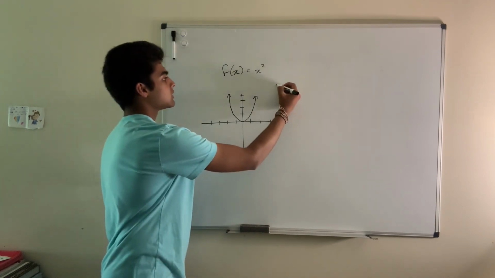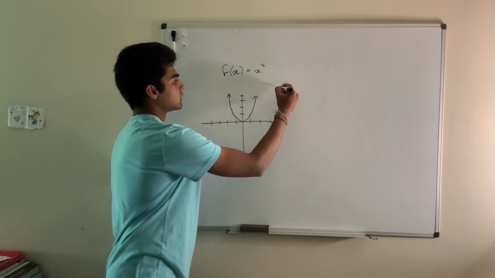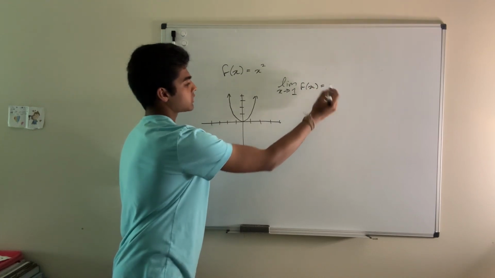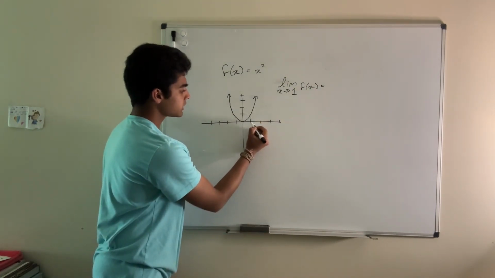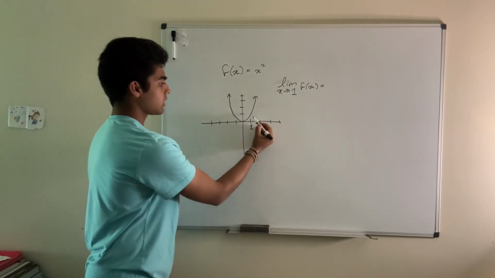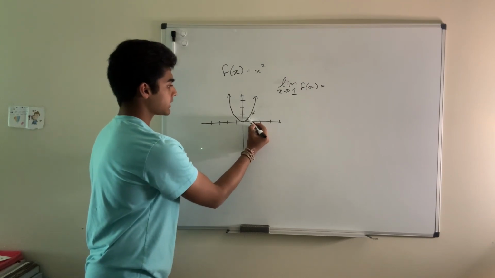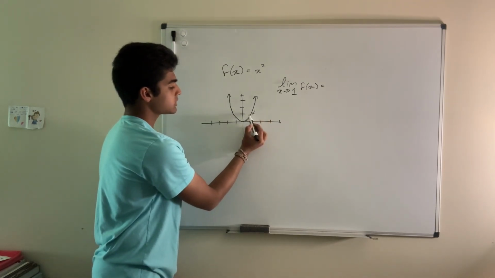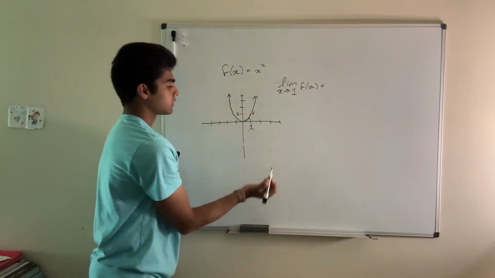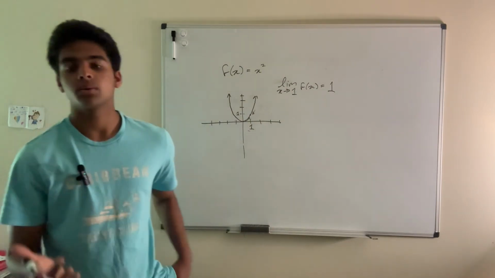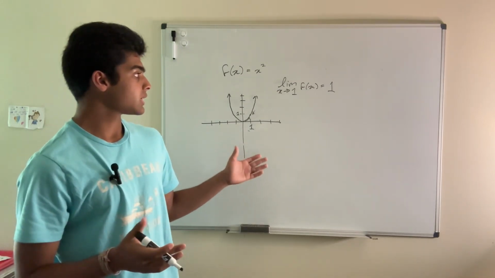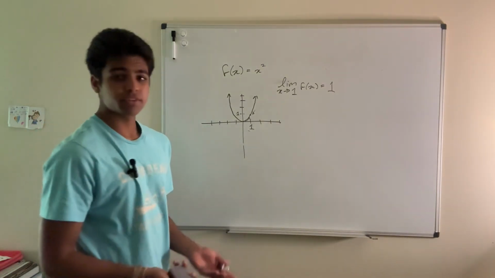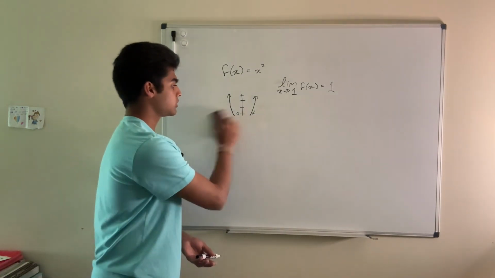And suppose we wanted to find the limit as x approaches 1 of f of x. Well, that's easy. We can see that x approaching 1 is right here, and from both sides, as x gets really close to x equals 1, the limit is 1 right here. That equals 1. It's really important that f of x approaches the same value from both sides.